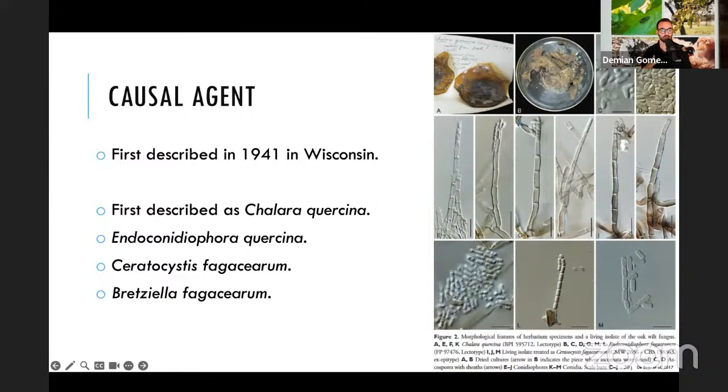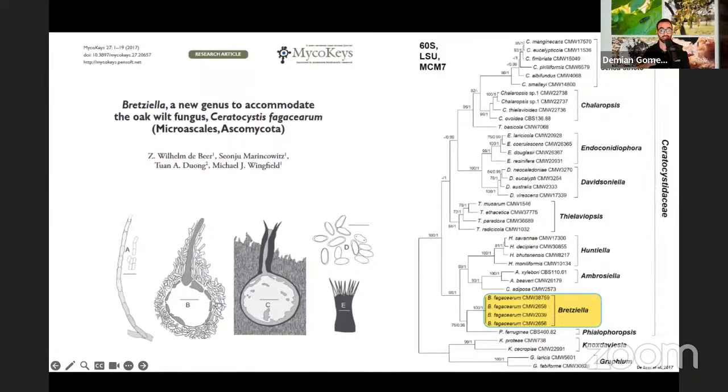But a few years ago, around 2017, a group of researchers from South Africa put together a phylogenetic tree based on multiple genes, and that supported the idea that this was a different genus. Basically, they created this genus called Bretziella. This comes after the person who described the fungus for the first time, whose name was Bretz. So Bretziella is a new genus that accommodated the oak wilt fungus, and this was done only about 5 years ago. So the most recent information is going to be under this name.